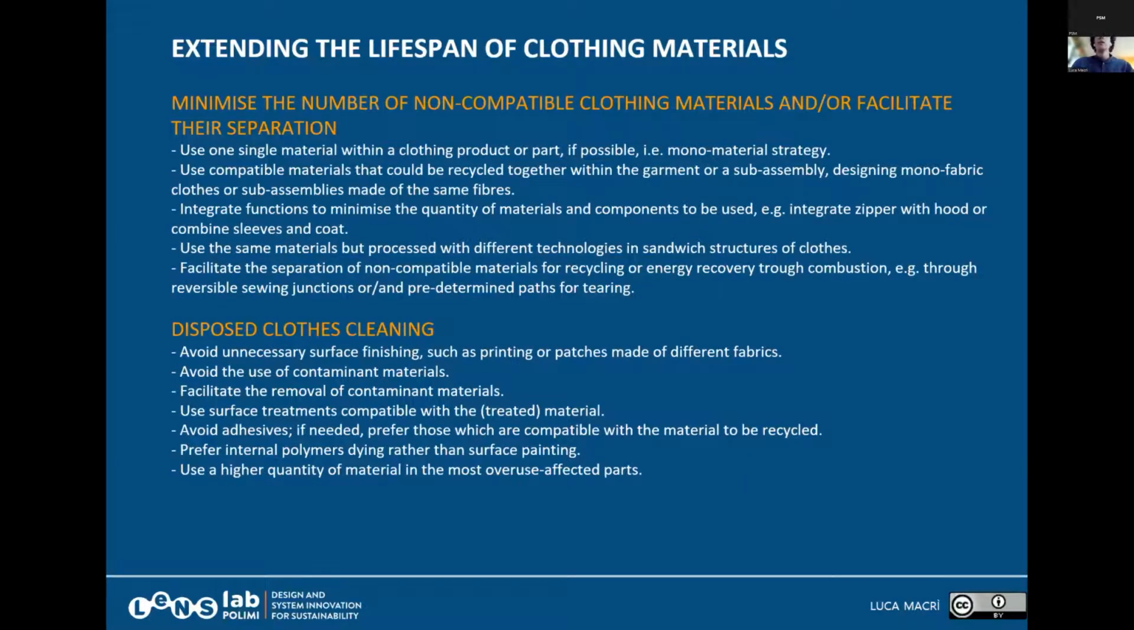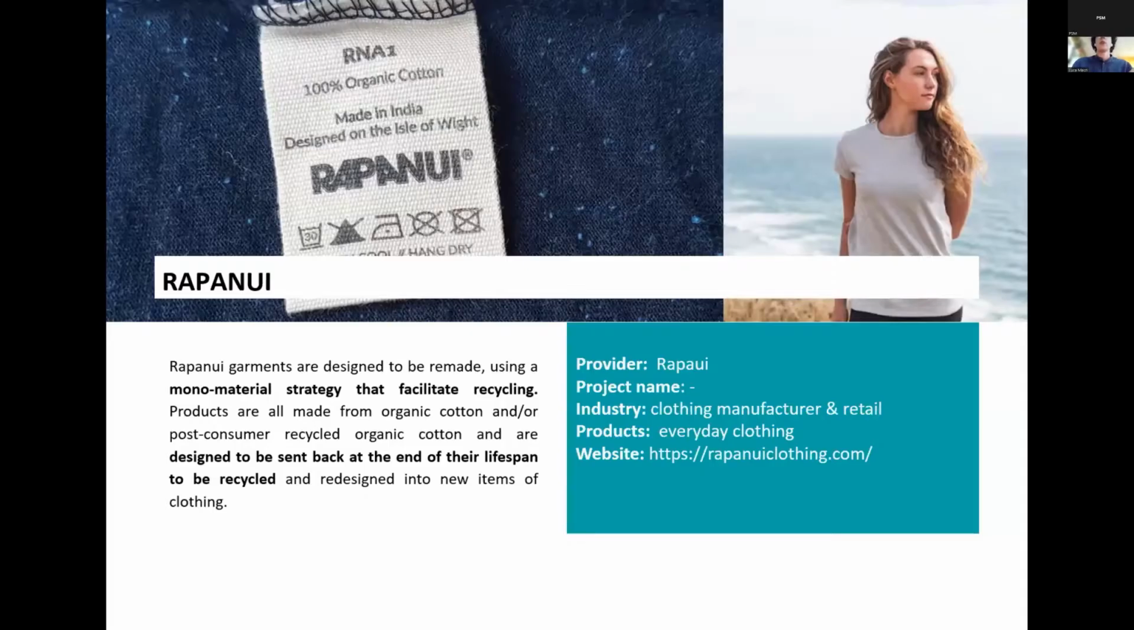The last two guidelines are minimizing the non-compatible clothing materials. So obviously, if you are designing to facilitate the recycling, it's important that you don't put things together that are not going to be easy to recycle together. So you don't make a layer of cotton and one of polyester, for example. And obviously facilitate the cleaning. That's the other and last guideline for this strategy.